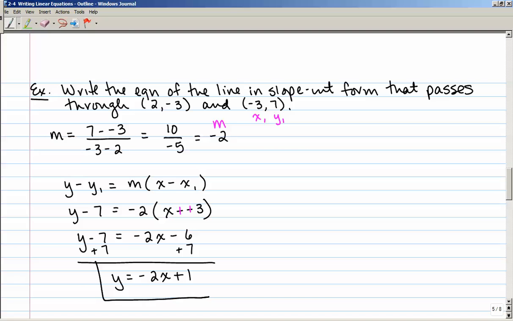And that's the equation of the line in slope-intercept form that goes through the point (2, -3) and (-3, 7). And I'm not going to take the time to do it, but you would get exactly the same answer. The steps here would look a little different, but you'd get exactly the same answer if you use the point (2, -3). So it really doesn't matter which point you use.